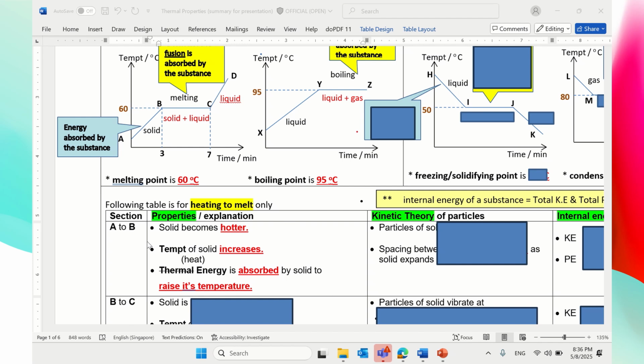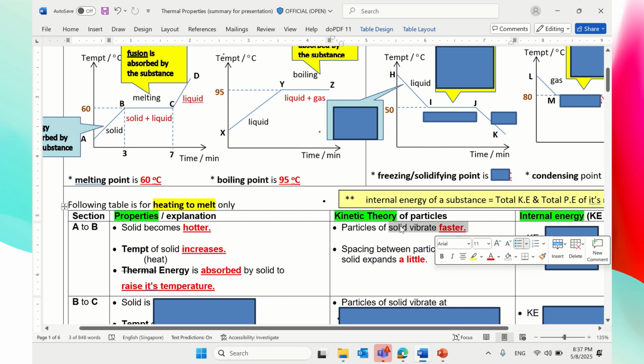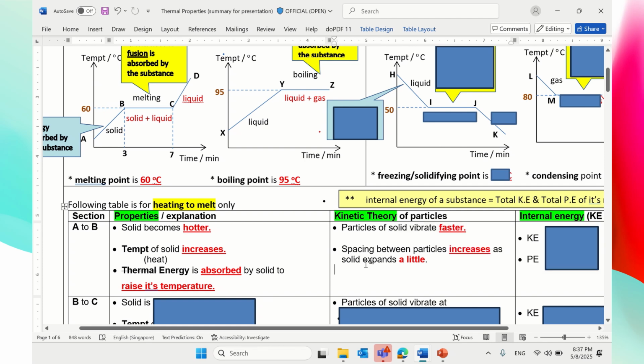Now, still on A to B, let's go on to the second column on the kinetic theory. What does kinetic theory of particles explain about the temperature increase? If you recall, when temperature rises, the molecules vibrate faster. The molecules of the solid, because from A to B we are still talking about the solid state. And because they vibrate faster, they push each other further and further apart.